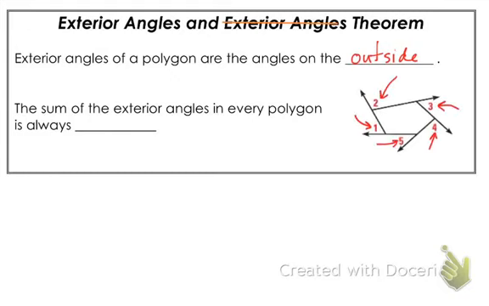If you add up angle 1, angle 2, angle 3, angle 4, and angle 5, notice how they form, if you go all the way around, what shape am I making here? A circle. So if you go all the way around, all the exterior angles should add up to 360. Always.